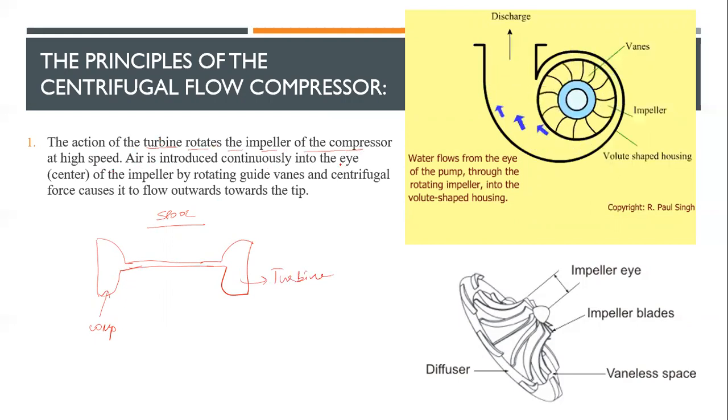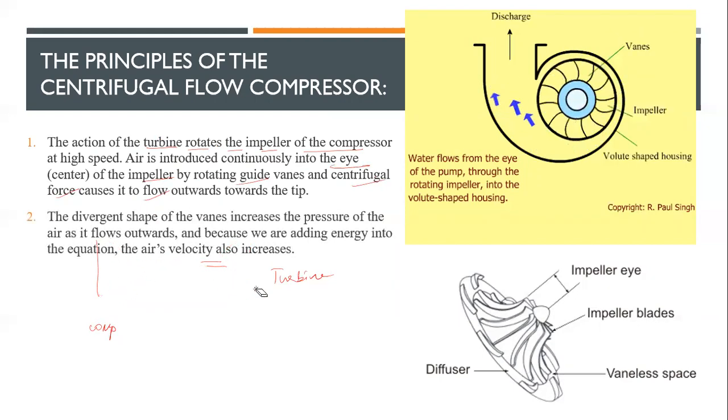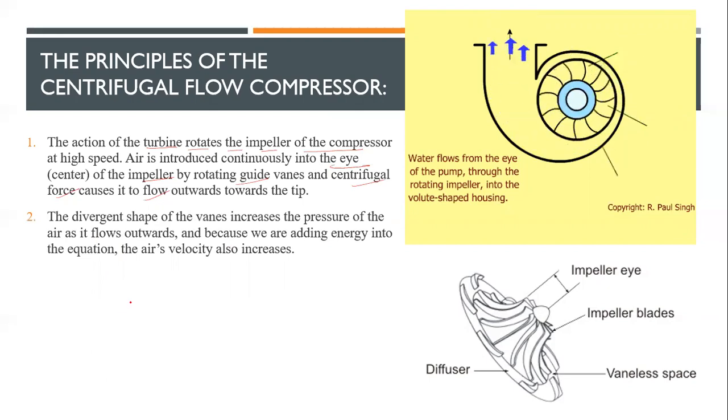Air is introduced continuously into the eye of the impeller, rotating the guide vanes. Centrifugal force causes the air to flow outwards. The divergent shape of the vane increases the pressure of the air as it flows outwards. And because we are adding energy into the equation, the air velocity also increases. But the job of the diffuser is to increase the pressure more.